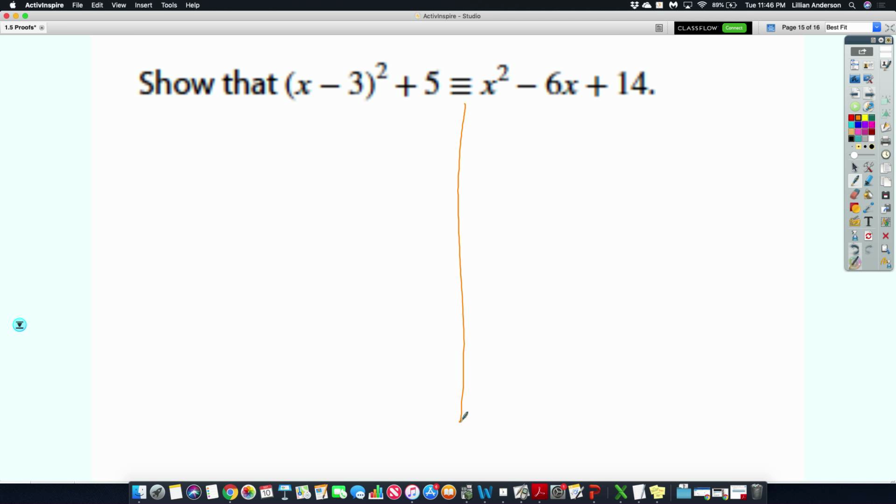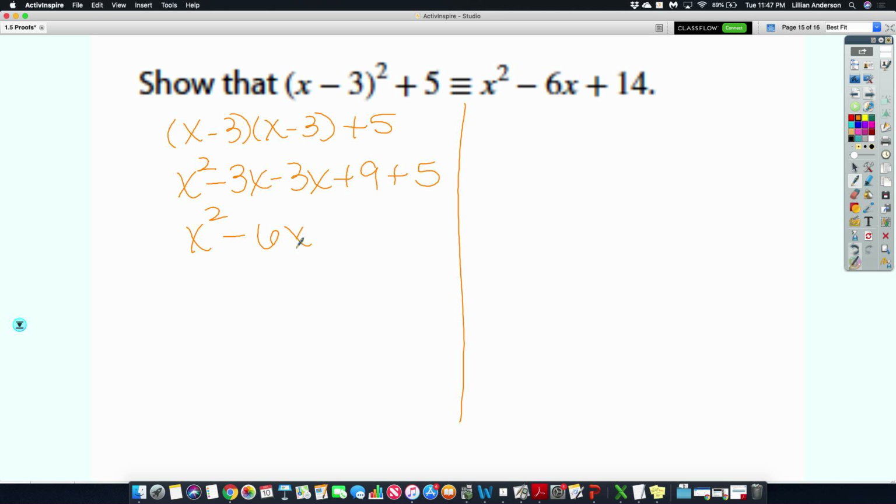I chose to work with the left-hand side. And the one thing you have to realize as well is that when you're doing these identity proofs, you do not want to skip any steps, because you never know which part of your work is going to get you the marks. Don't make any assumptions. This one wasn't that bad.